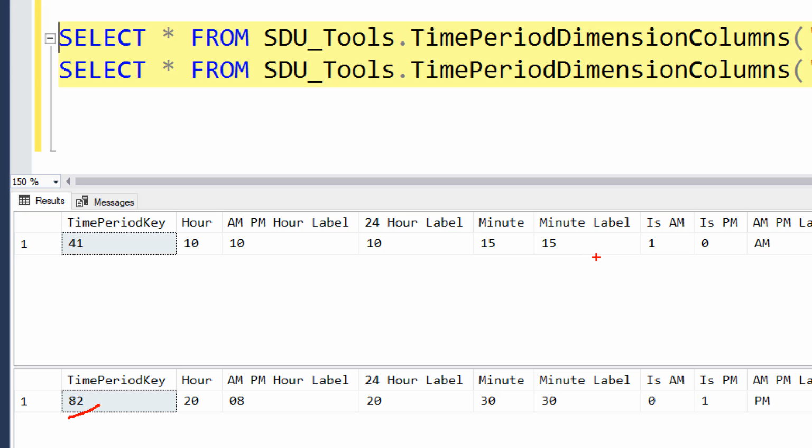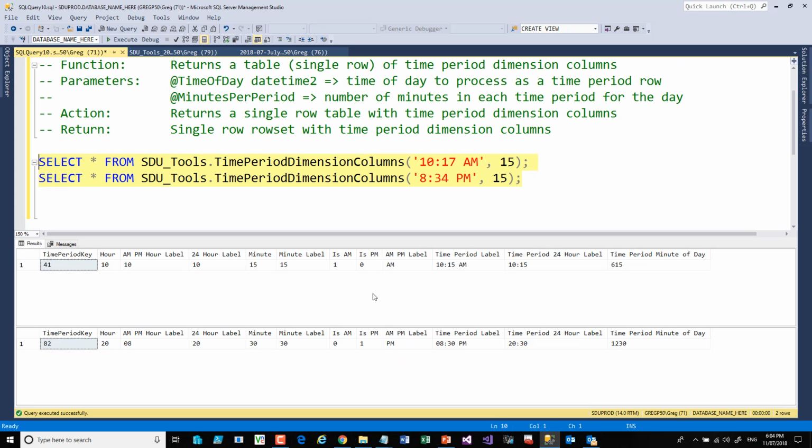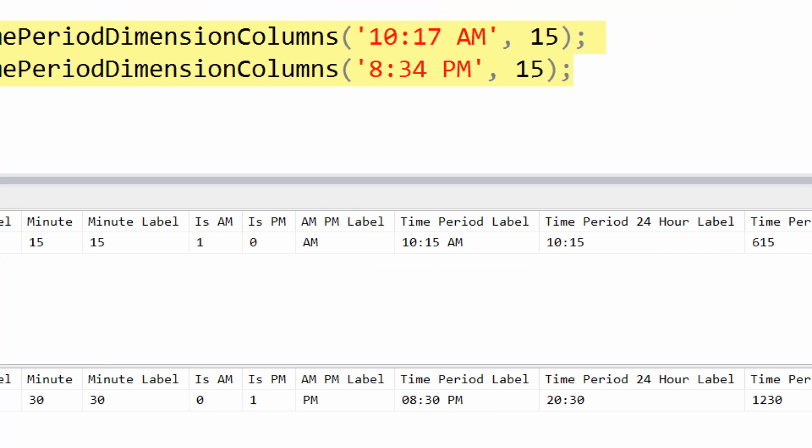And so the minute, there's a minute label and a minute. We've got also in here an indication of whether this is an AM or PM time. There's an AM PM label. We then have a time period label. So this is not the time I had. Notice that was 10:17, but the time period that it's part of is called 10:15.